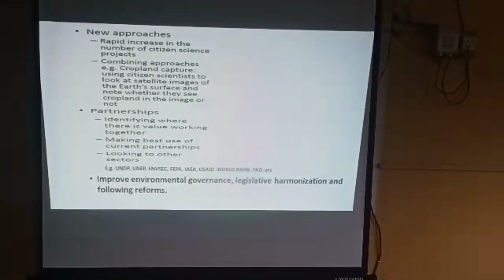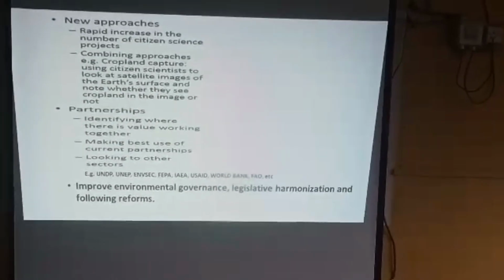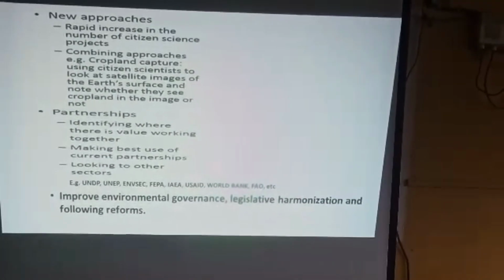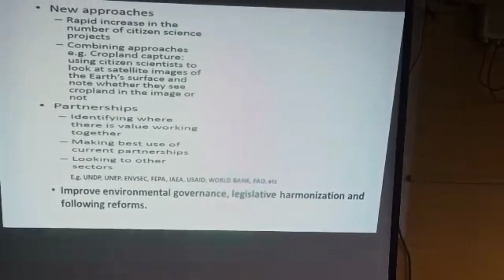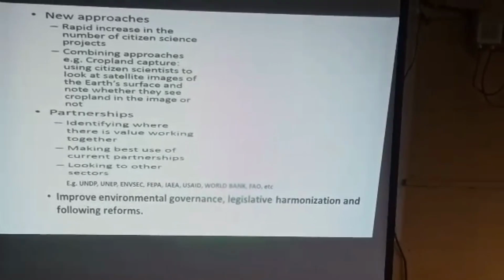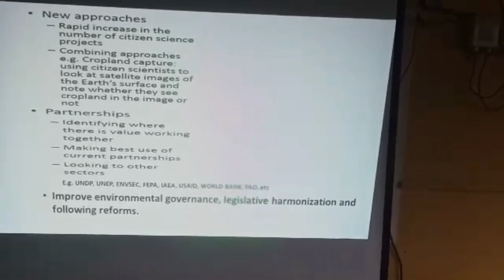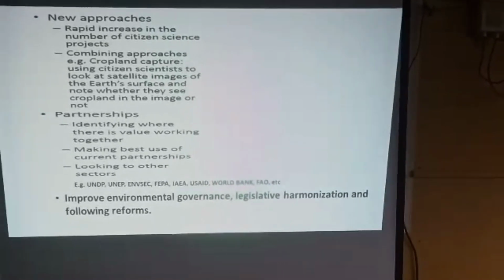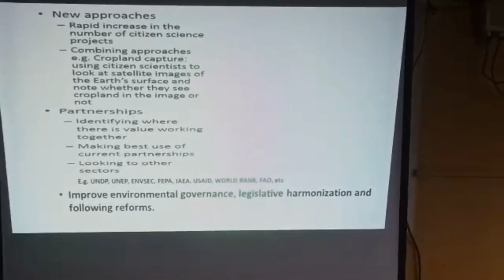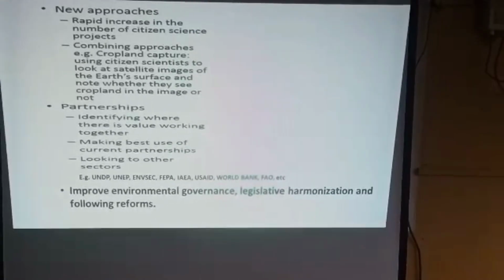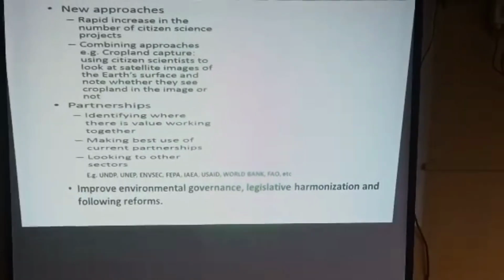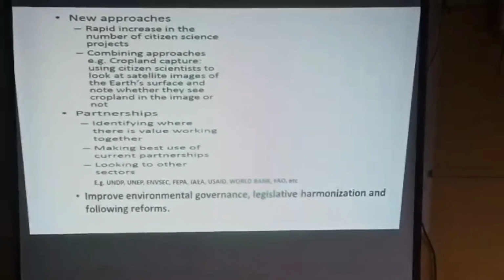Two is new approaches. There is a rapid increase in the number of citizen science projects. A lot of projects are evolving day by day on the environment to cope with these challenges. Combining approaches such as cropland capture, using citizen scientists to look at satellite images of the Earth's surface and note whether they see cropland in the image or not.